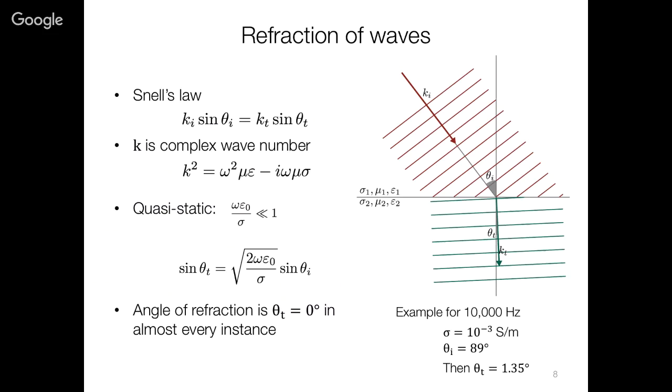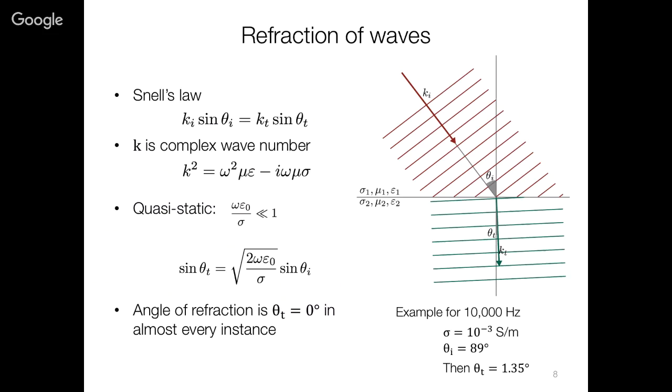Here's our wave number. We actually saw that earlier. It's a complex number. If we're in a quasi-static regime, as we've been talking about for most of the day, things reduce down to something like this, so that the transmitted angle is related to the incident angle via this ratio. Because the electrical conductivity is so big, irrespective of what angle this stuff comes in at, it refracts almost vertically down.